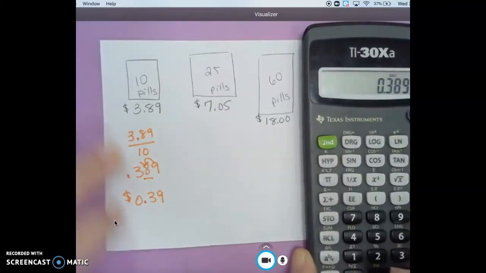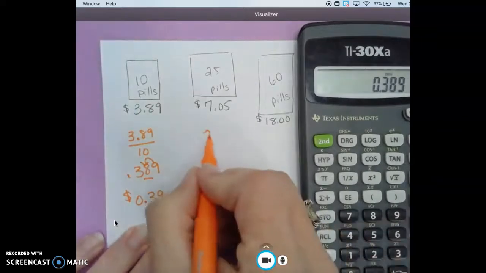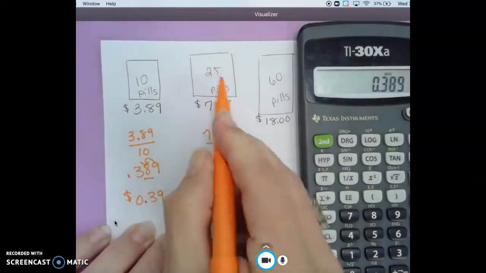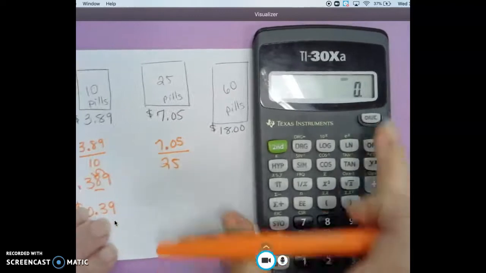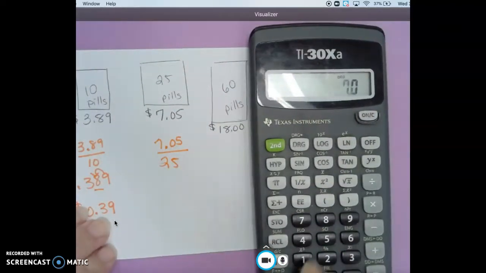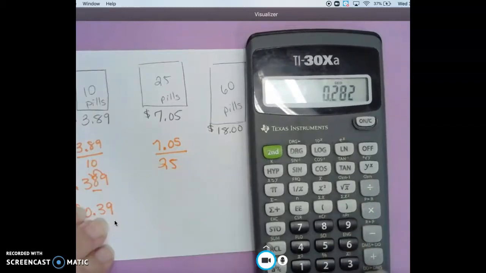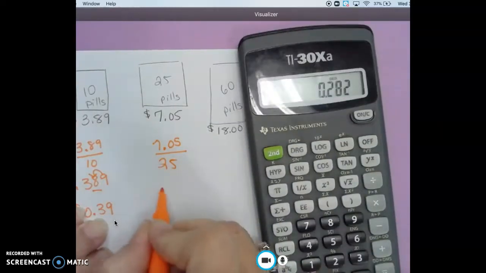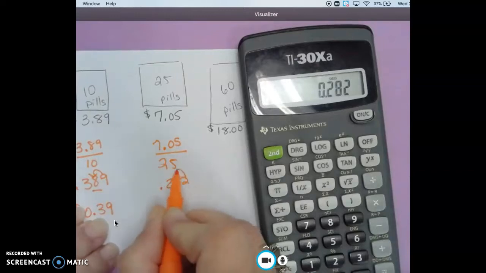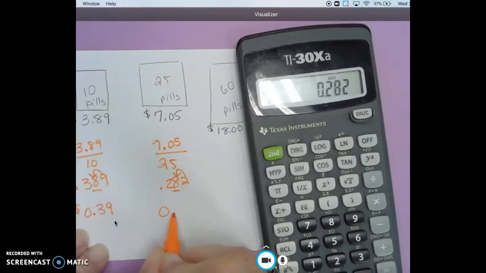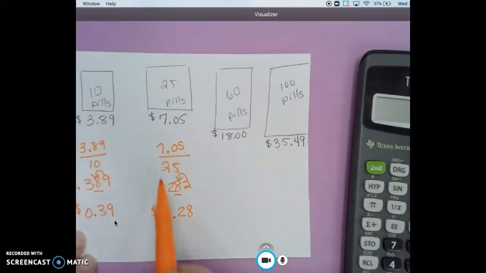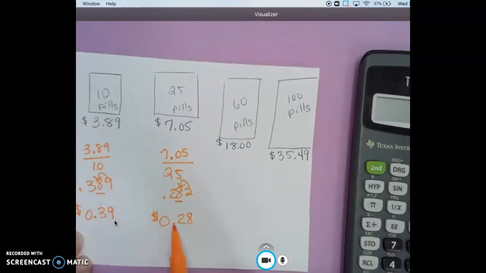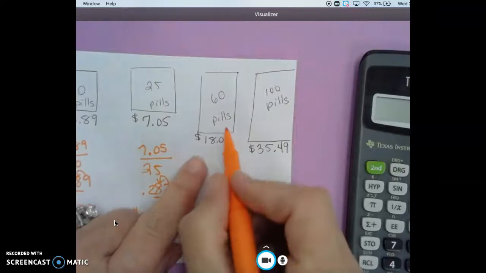Now the next one is going to be $7.05, and there's 25 pills in that bottle divided by 25. I think I'm going to have to slide this over just a little bit. $7.05 divided by 25. And that's going to be 0.282. So that 2 is going to leave that 8 alone. So that means that's going to be 28 cents. So far between these two bottles, I know that the 25 pills is really, each pill is cheaper because it's only 28 cents. So now let's check out this bigger bottle.